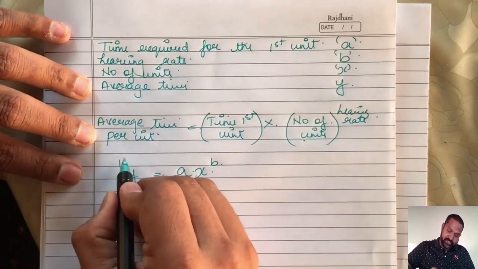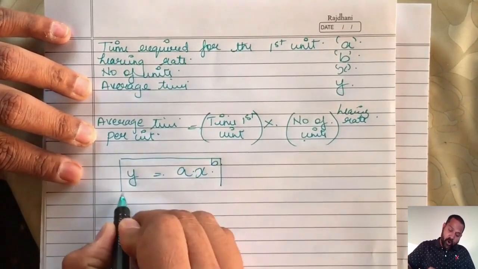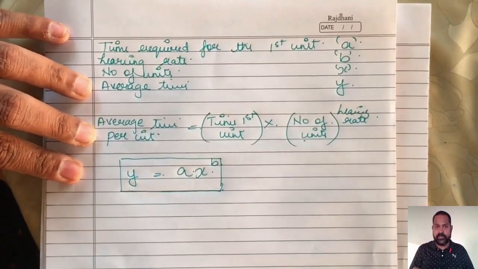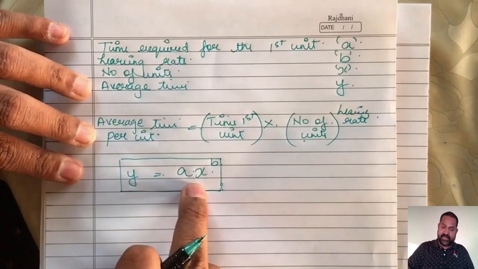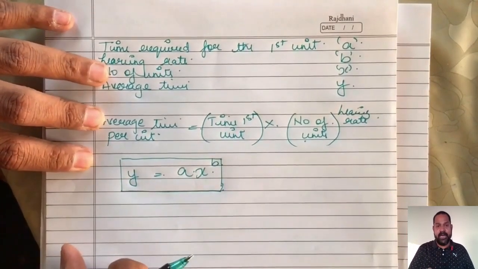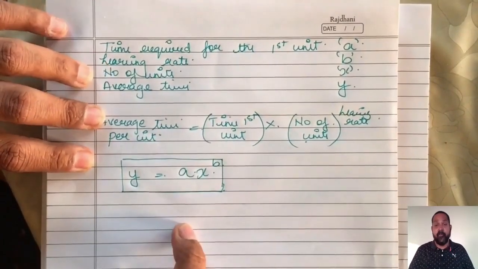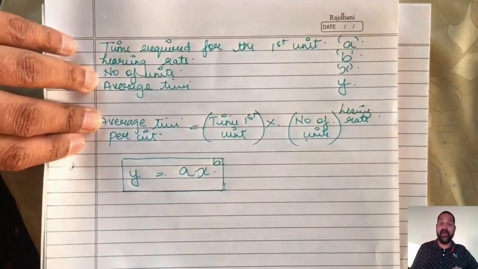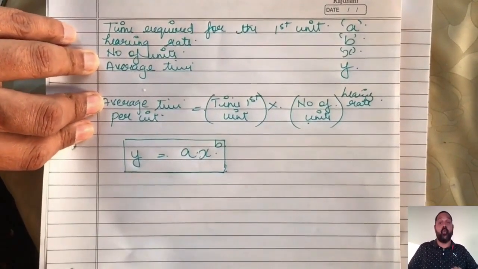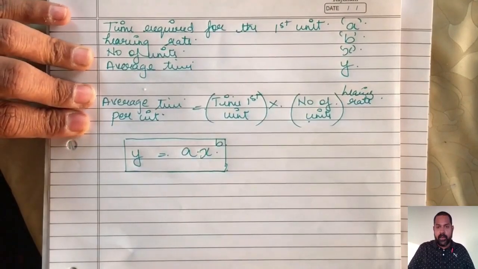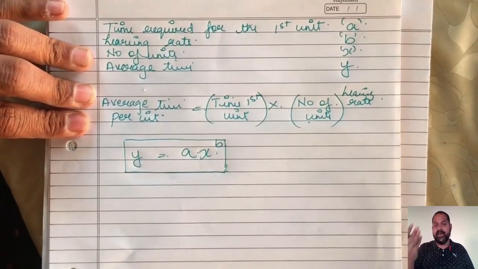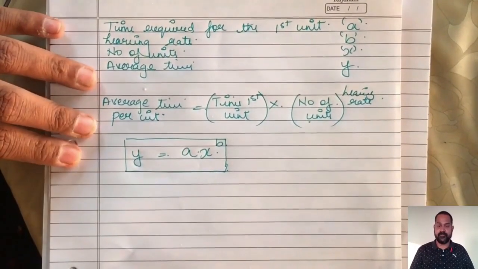And with this relationship now, not just for 1, 2, 4, 8, 16, 32 units, for any value of X, I can give you the average time per unit Y. And this is the standard learning curve model that we are going to use for any other question apart from the question where the number of units is not 1, 2, 4, 8, 16, 32.